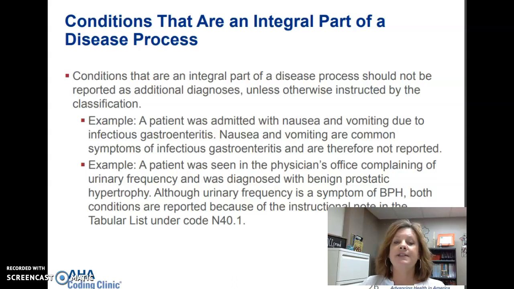Okay? Second example, a patient was seen in the physician office with urinary frequency and was diagnosed with BPH. Although urinary frequency is a symptom of BPH, both conditions are reported because there's an instructional note that tells you to do so. This is why it's really important, once I look up my code in the alpha, I need to double check it in the tabular to look for extra characters and for notes telling me if I need to code more.